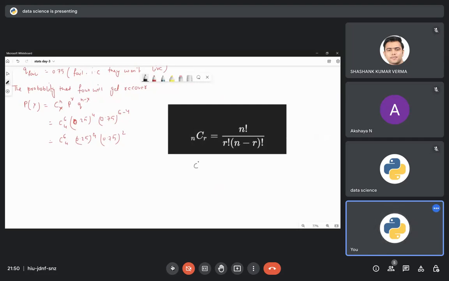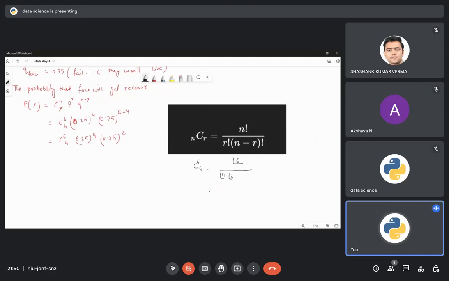C of 6, 4, then the formula is 6 factorial divided by, they calculate with R, but in our case R is 4. So 4 factorial into (n minus R) factorial. N minus R means 6 minus 4 is equal to 2 factorial.